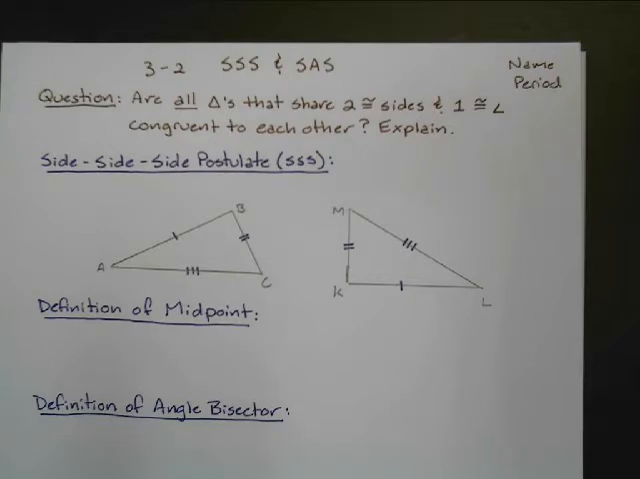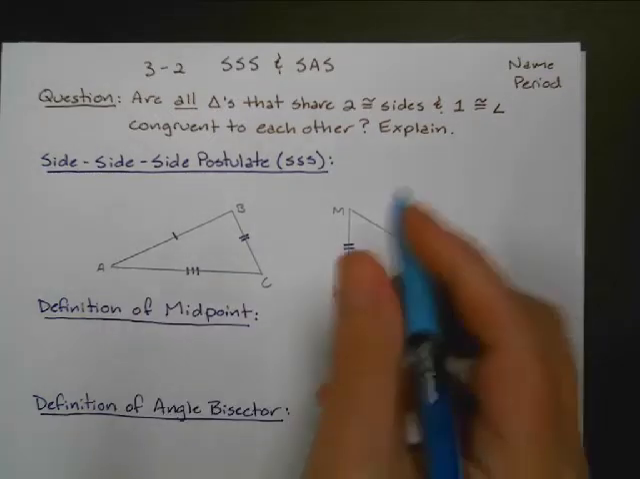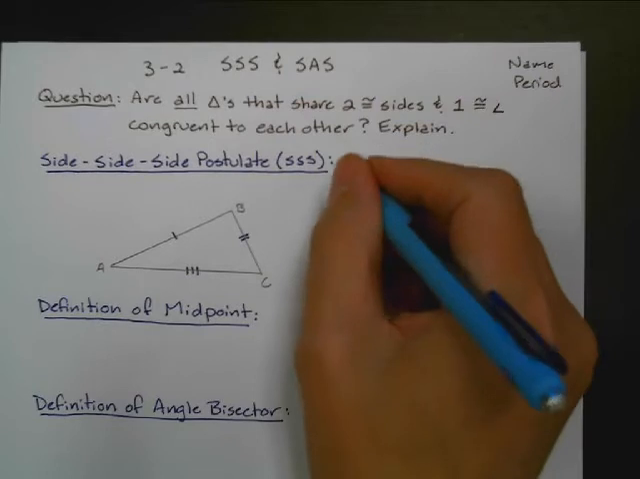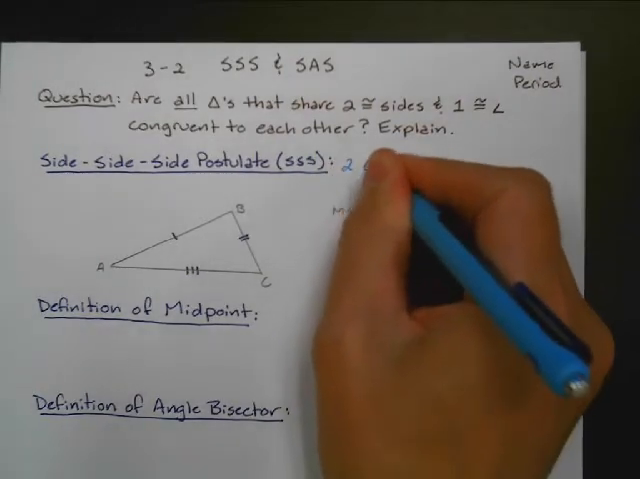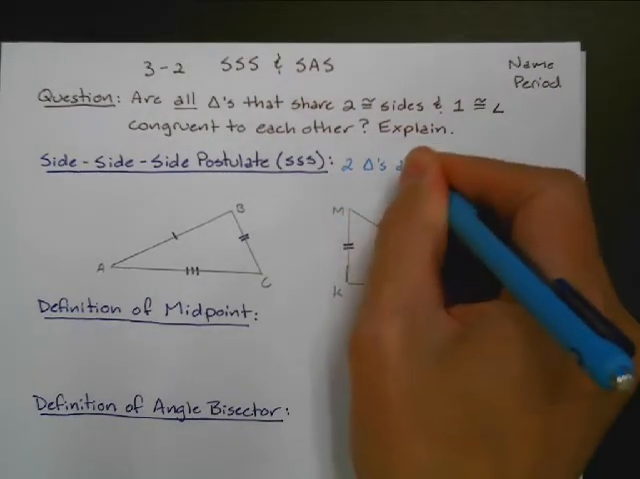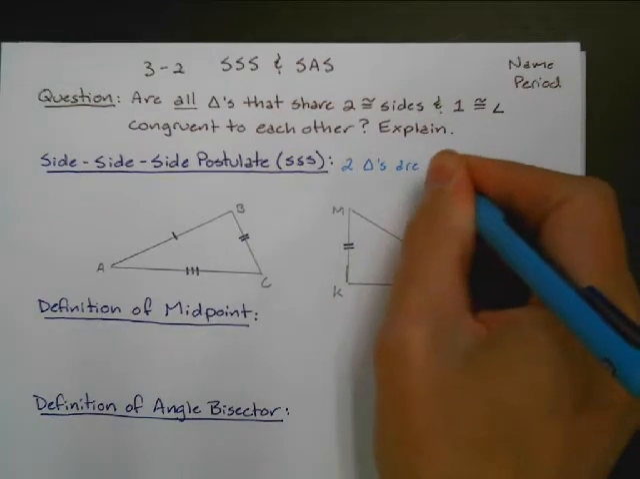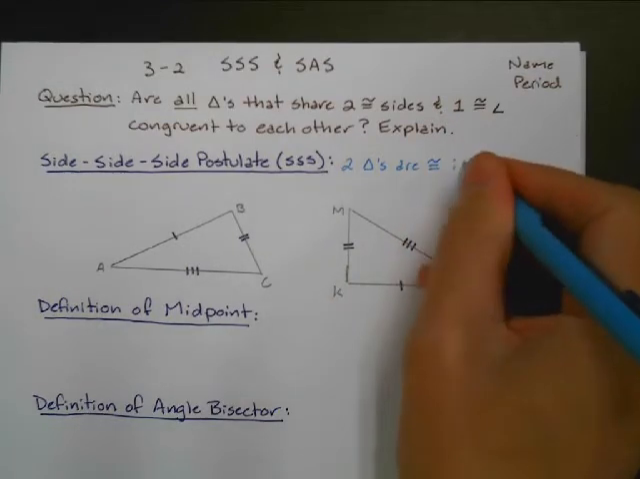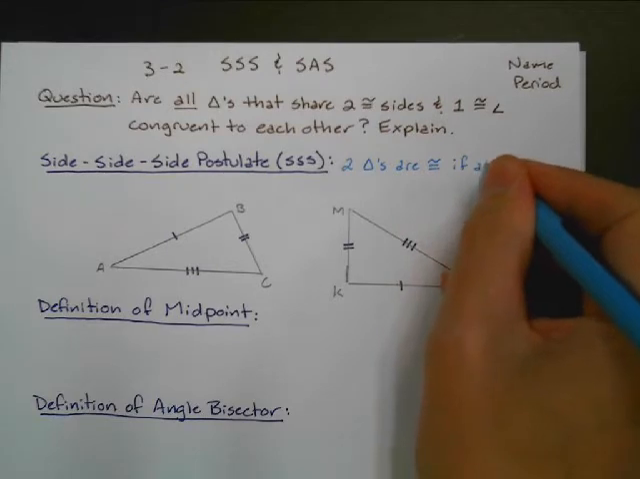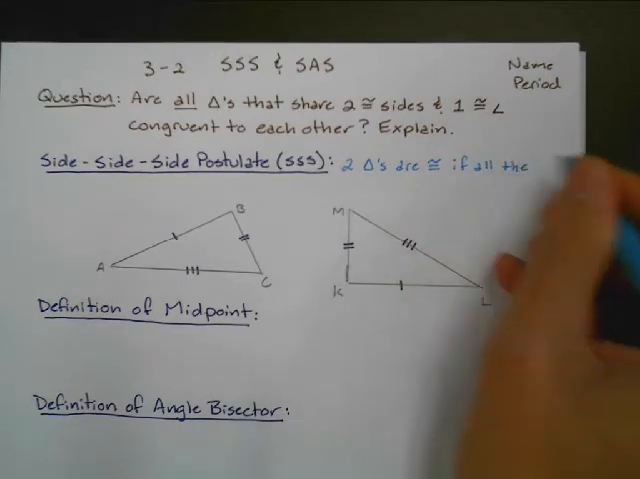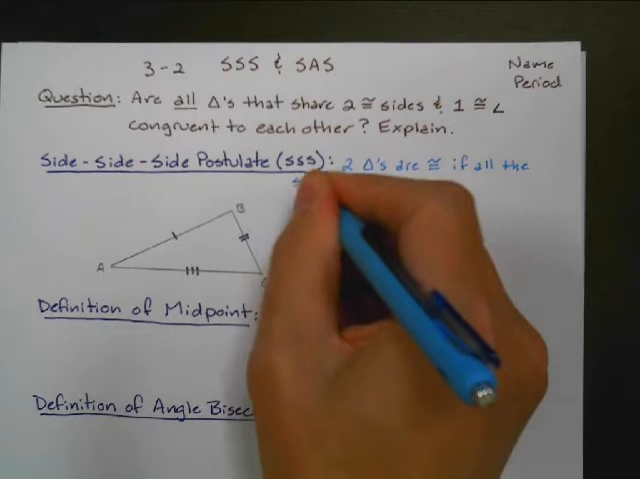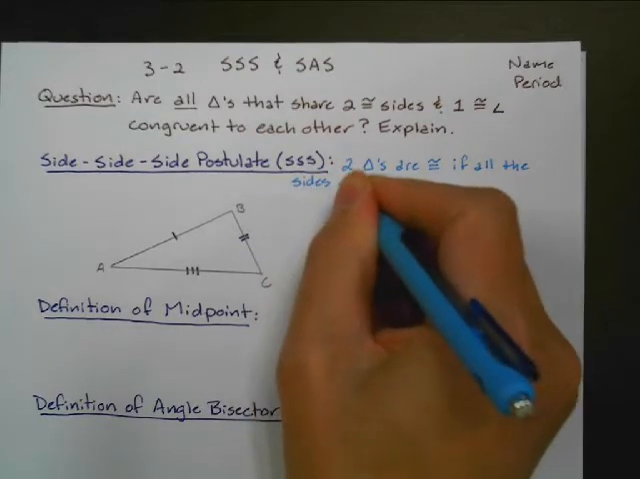The first one is called the side, side, side postulate, or we just write SSS. Now, in side, side, side, this states that two triangles are congruent if all the sides are congruent.